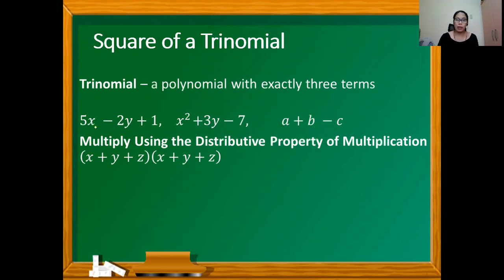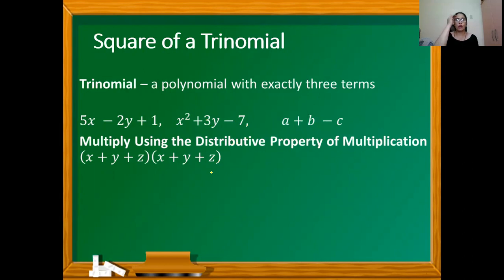So we have 5x minus 2y plus 1. So we have three terms, namely 5x, negative 2y, and 1. Another example of a trinomial is x squared plus 3y minus 7. And then we have a plus b minus c. So all these three are considered as trinomials.